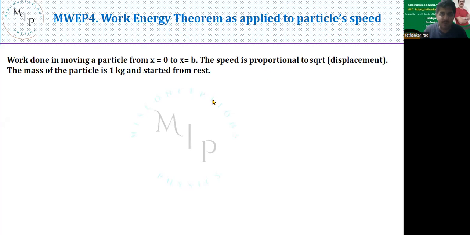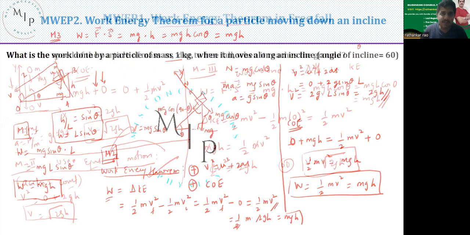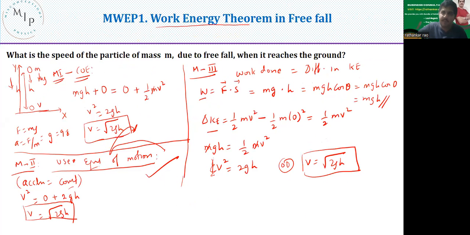Let me just recall what we have done so far. The first lecture in the series was the work energy theorem in free fall. You drop an object and you find out what is the speed of the particle when it reaches the ground. I had done this with three methods. One is the kinematics method, another is the work energy theorem, and another is conservation of energy. Whichever method you want, you can take it up. Every type of food is available. You go to a hotel, he will give you a list of menu and you can choose whichever you want, like this.